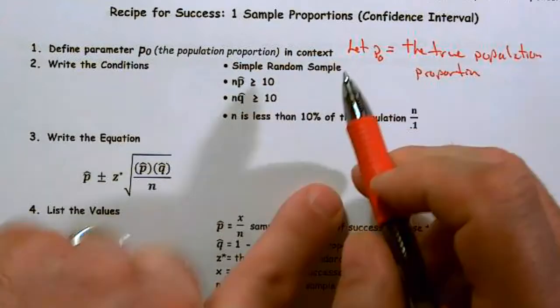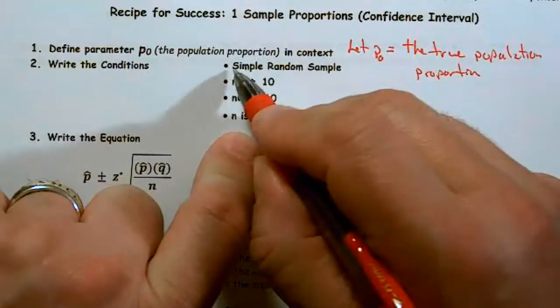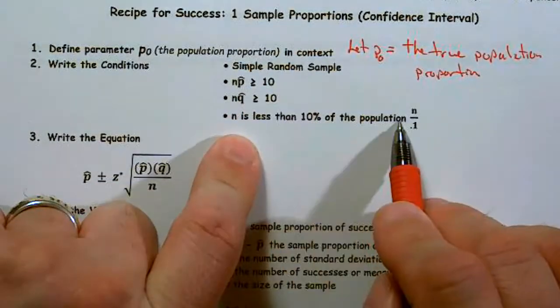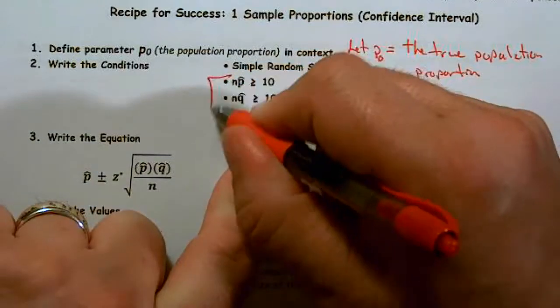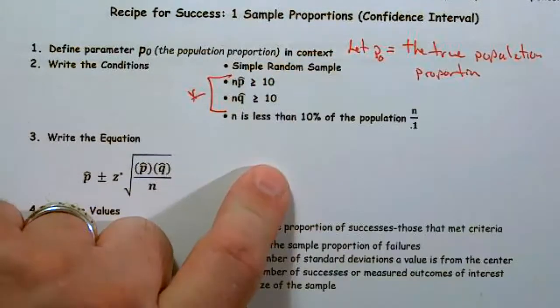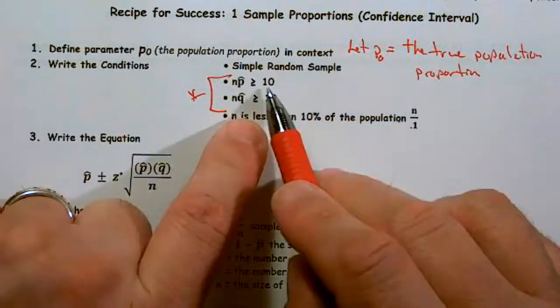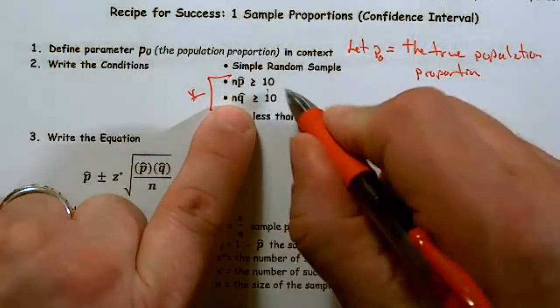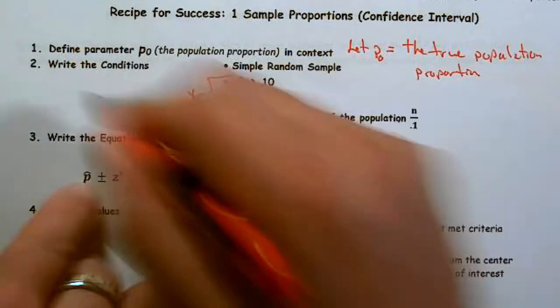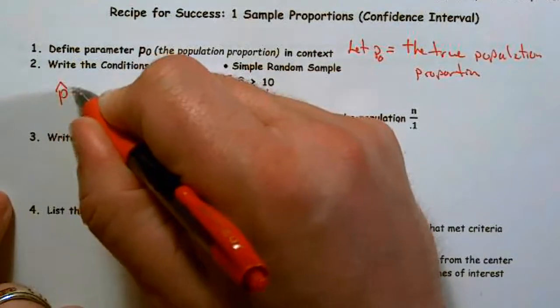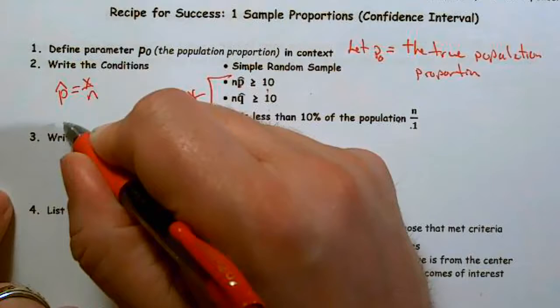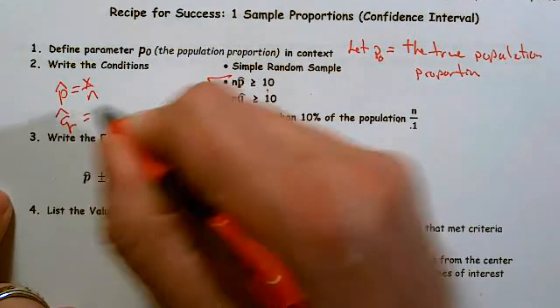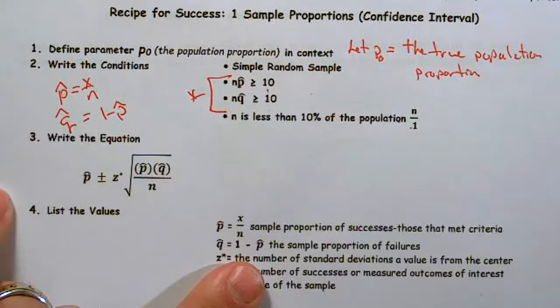You are going to have to address conditions. The simple random sample, not so worried about. N is less than 10%, not going to worry about. But this right here, you're going to have to do this to check for normality, to make sure the sample is large enough. And once again, they both must be greater than 10. And remember, P hat is the sample proportion, and P hat equals X over N. Q hat is just 1 minus P hat. N is the sample size.